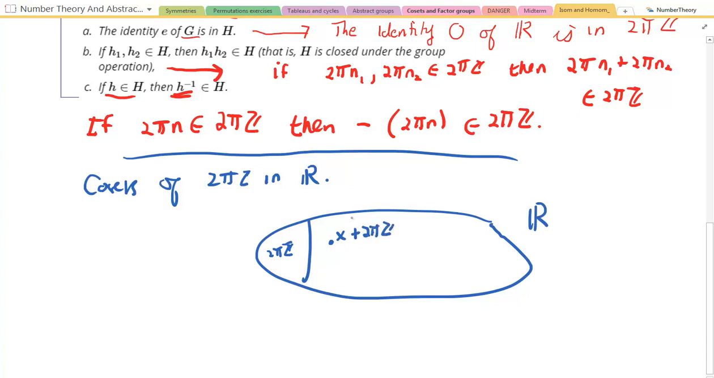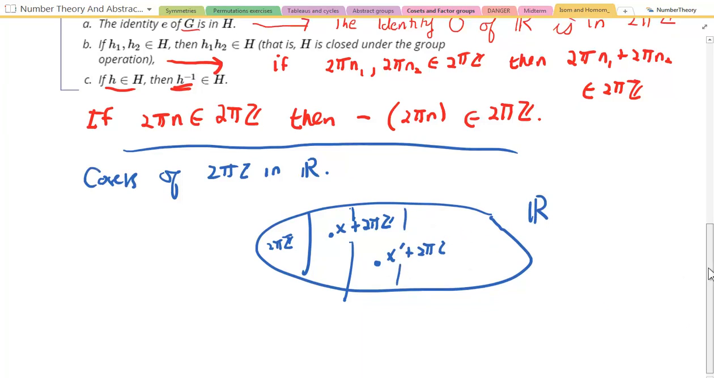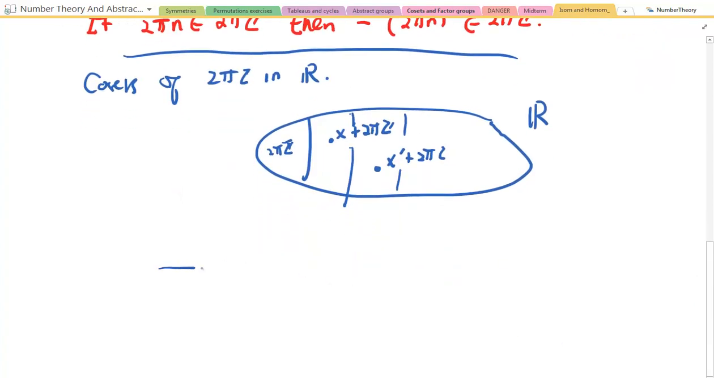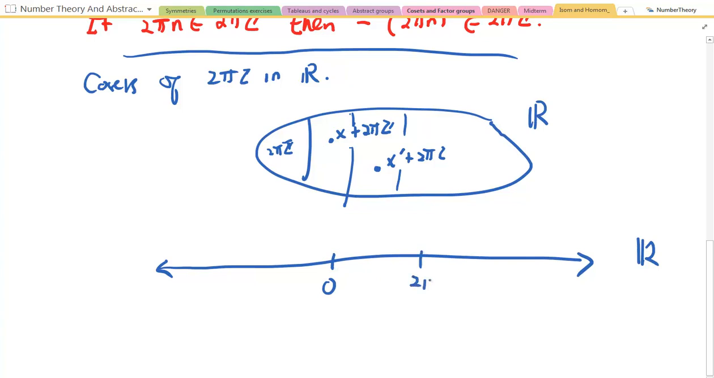Now I take x plus 2 pi z. That's going to be a coset in R that contains x. Then take another one, x prime plus 2 pi z, and you just keep making cosets until you fill up R. Now what does one of these cosets actually look like? Let me draw R as a number line, and I'll draw 2 pi z: 0, 2 pi, 4 pi, minus 2 pi, minus 4 pi.